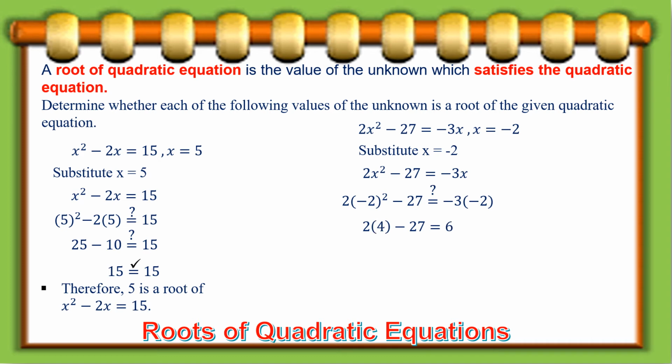Simplifying further, we get 2 times 4 minus 27. Is it equal to 6? So 8 minus 27, is it really equal to 6? It is not really equal to 6. It is equal to negative 19. So negative 19 is not really equal to 6. Therefore, negative 2 is not a root of 2x squared minus 27 is equal to negative 3x.